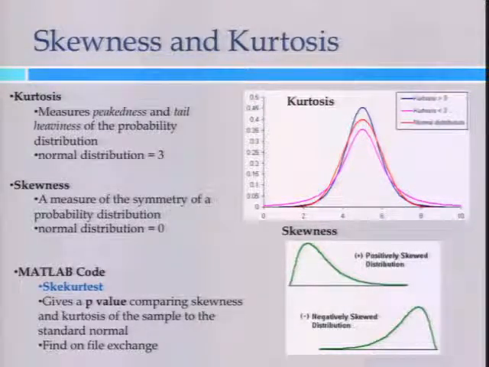And another measure of shape is skewness, which measures the symmetry of the probability distribution. If the value deviates from 0, it's probably not normally distributed.